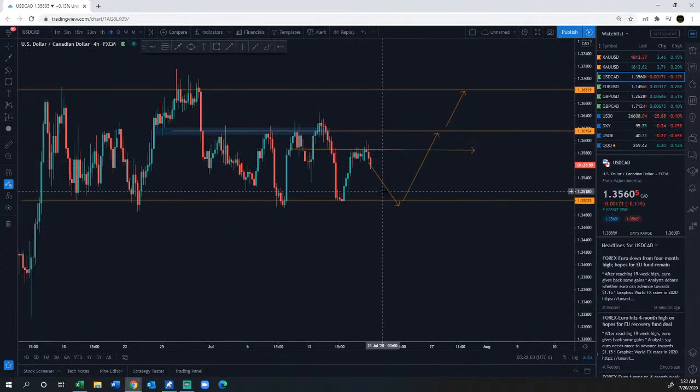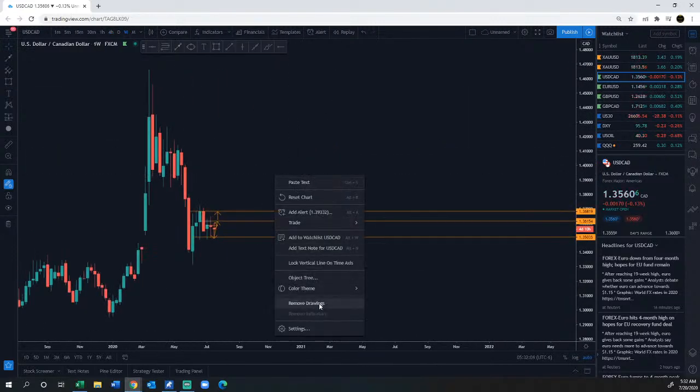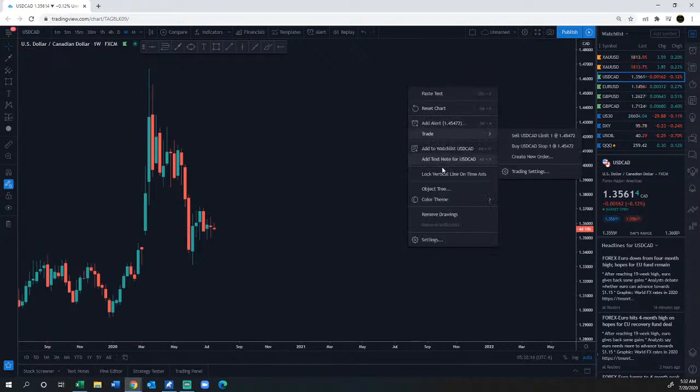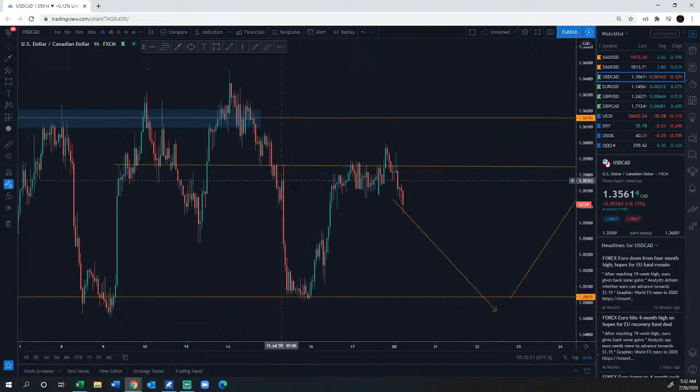I do expect it to respect the bottom of this range. If you go on the weekly, let me remove drawings real quick. You can see it's had a resistance level here. It's formed. You can see it potentially fill the wicks and then push lower for the week. Other than that, obviously we're going to be playing price action. On the 1 hour, you can see it broke support pretty nicely. So I do expect this bearish momentum to continue and respect levels.